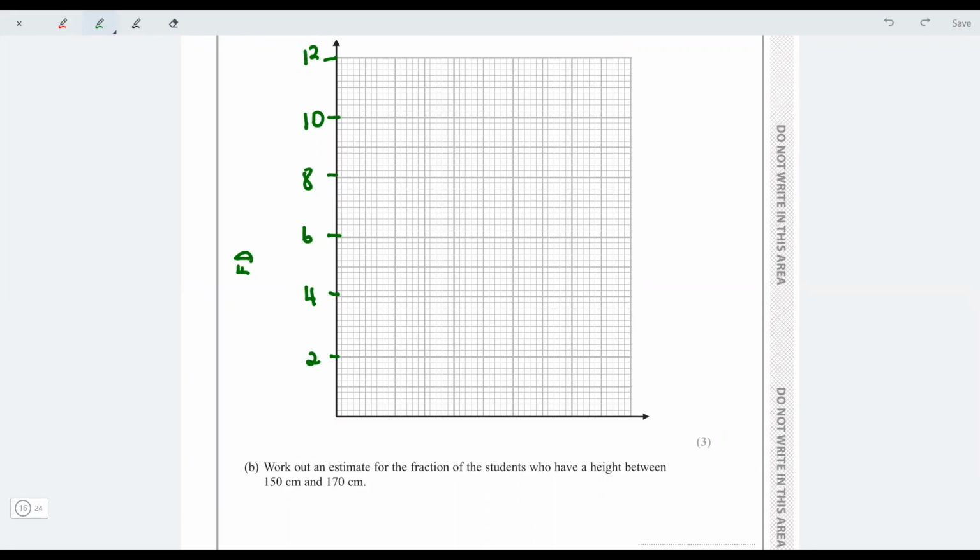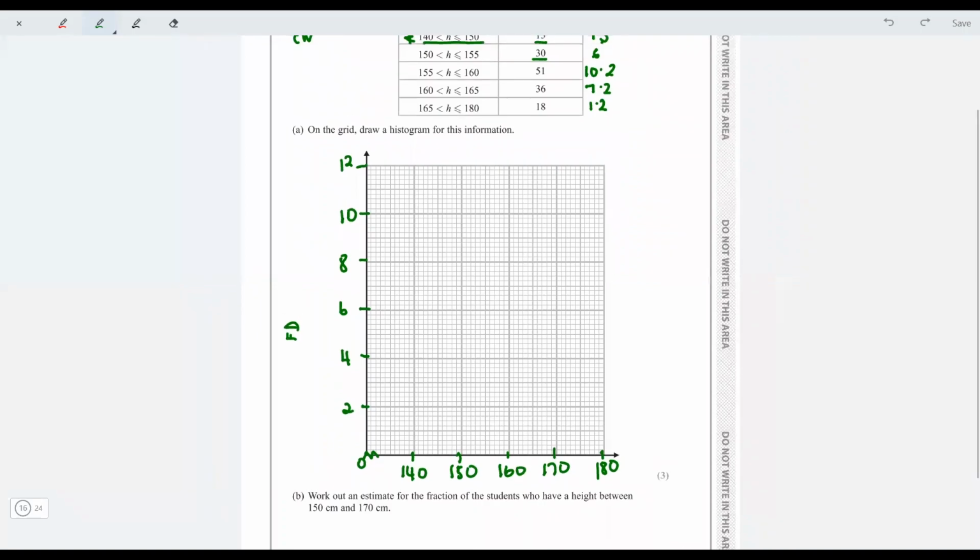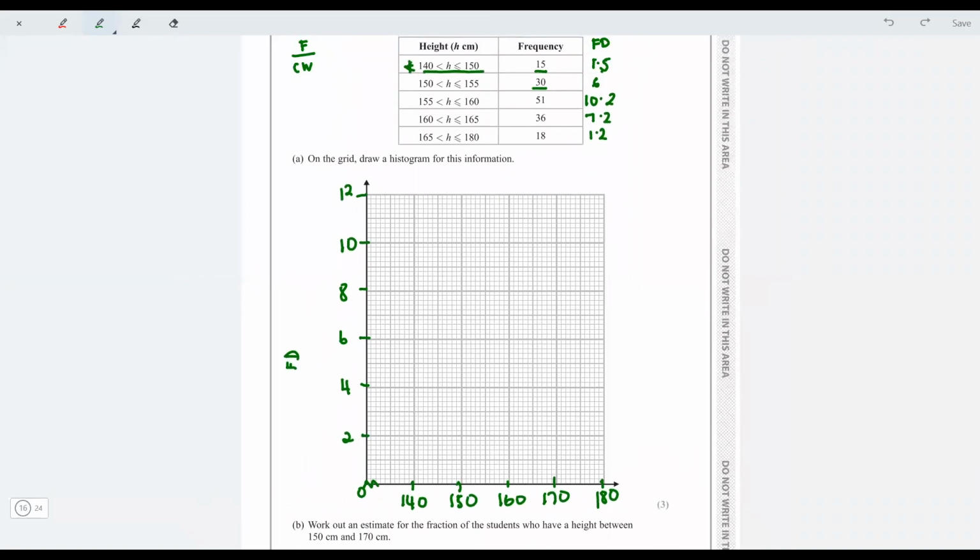So what I'm going to say is if that's 140 and that's 0, I'm going to do a little squiggle to say that I missed things out. 140, 150, 160, 170, and 180. Okay, and I've covered everything. Gone up in tens, but obviously missed some bits out. So the first one is 140 to 150.